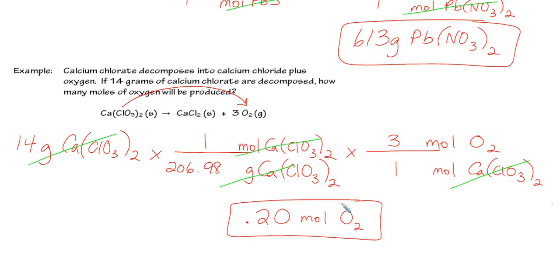I like that. If I'm given moles, I can switch right away using the ratio in the balanced equation. If I'm given grams, I need to put it in moles first. Then I can switch between different substances.